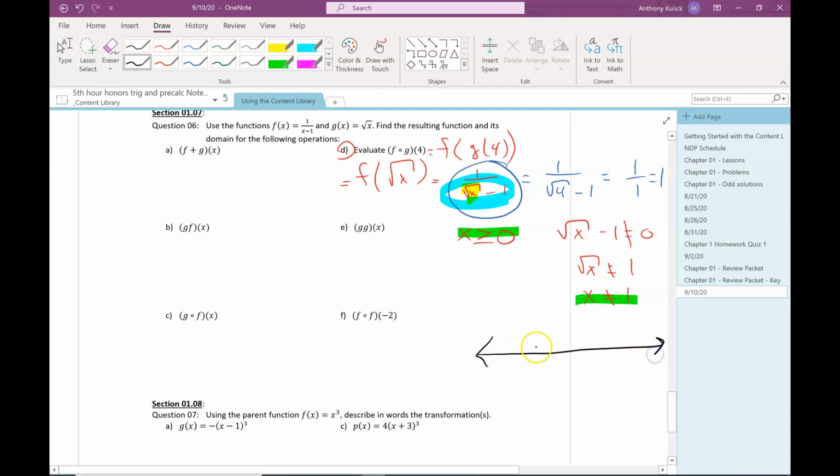Probably the easiest way to think about this is to draw both of these two inequalities on a number line and see the overlap. So let's say the first inequality, x greater than or equal to 0, I'll draw here in blue. And the second inequality, x not equal to 1, I'll draw here in green.